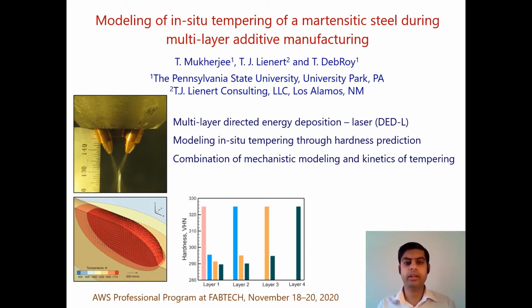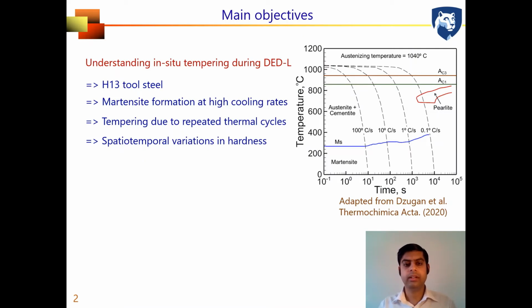So in this work, in-situ tempering due to repeated heating and cooling during additive manufacturing process is modeled and its effect is represented through hardness prediction. And here we use a combination of mechanistic model, that is a heat transfer and fluid flow model of the additive manufacturing process, and the kinetics of tempering. The main objective of this work is to understand the in-situ tempering during the additive manufacturing process.